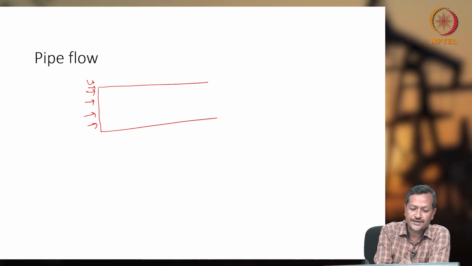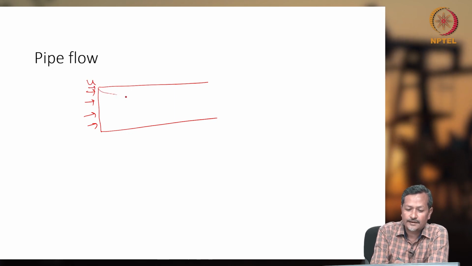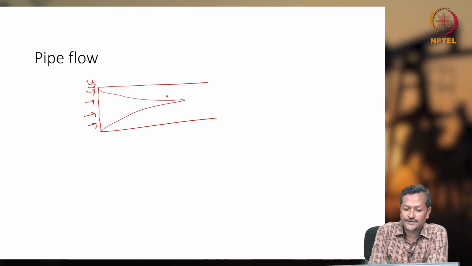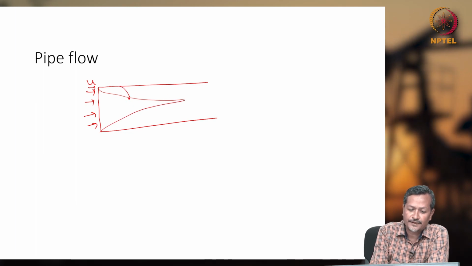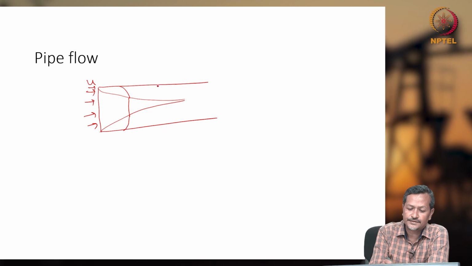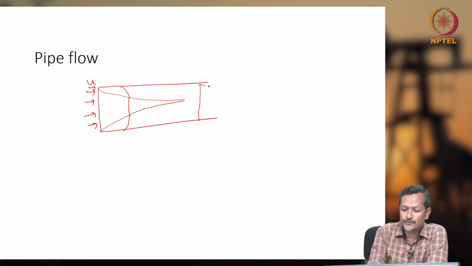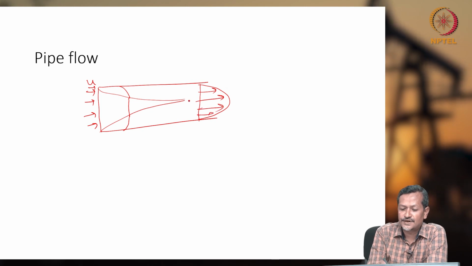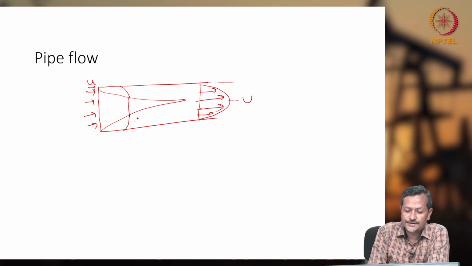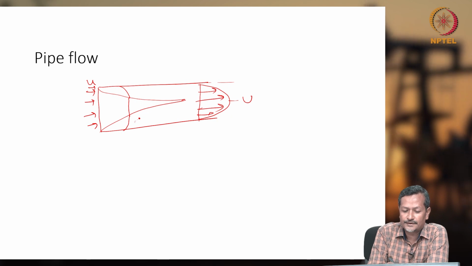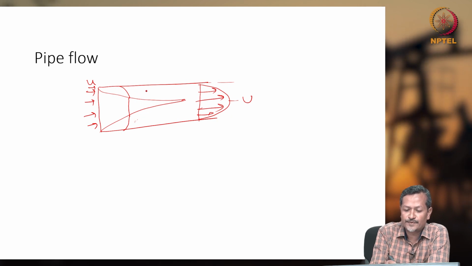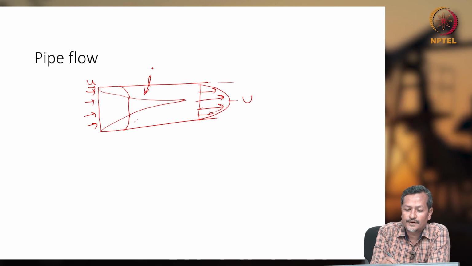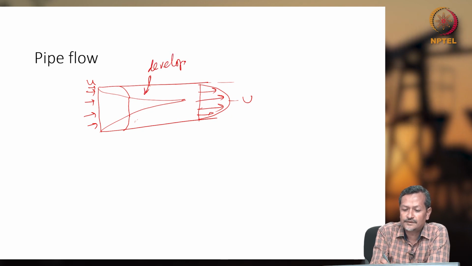Okay, this is velocity u, and fluid will be developing like this, and the laminar zone will be like this, and the fully developed zone will be looking like this. This is the velocity. The center line velocity will be higher and near the wall the velocity will be lower, and this is called laminar. This is developing flow.